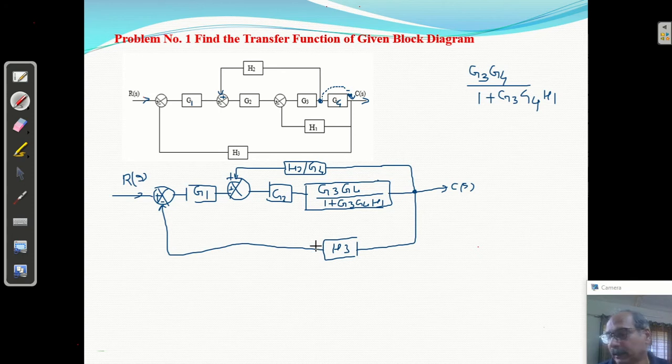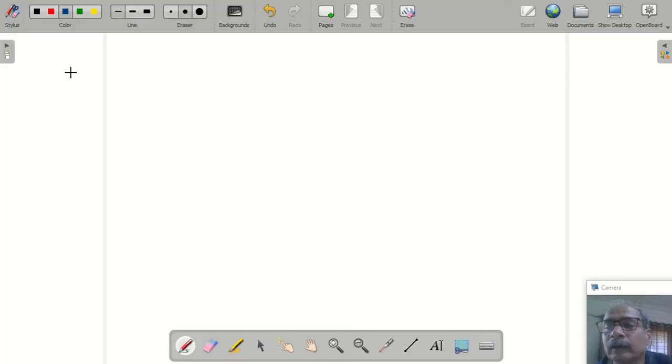Next step. Now you can say these two are in cascade, these two are in cascade, right? And this cascade is forming a feedback loop with positive feedback. So we can solve here. This is forming a G of S. What is the G of S? I am going to use another ink.